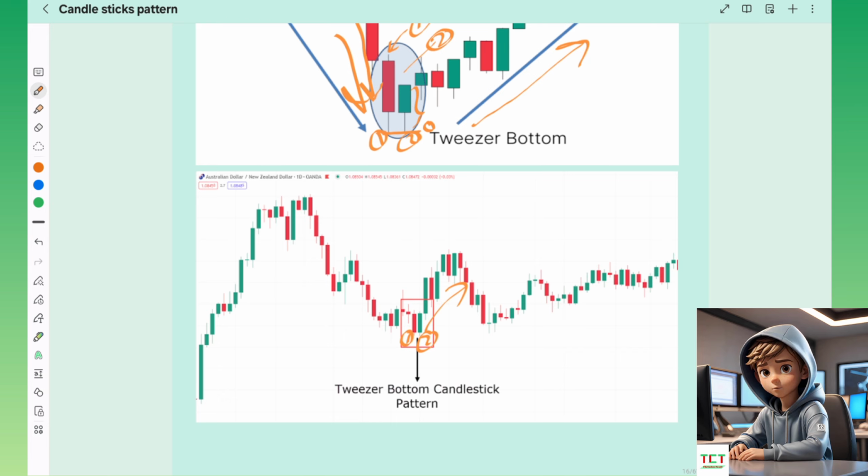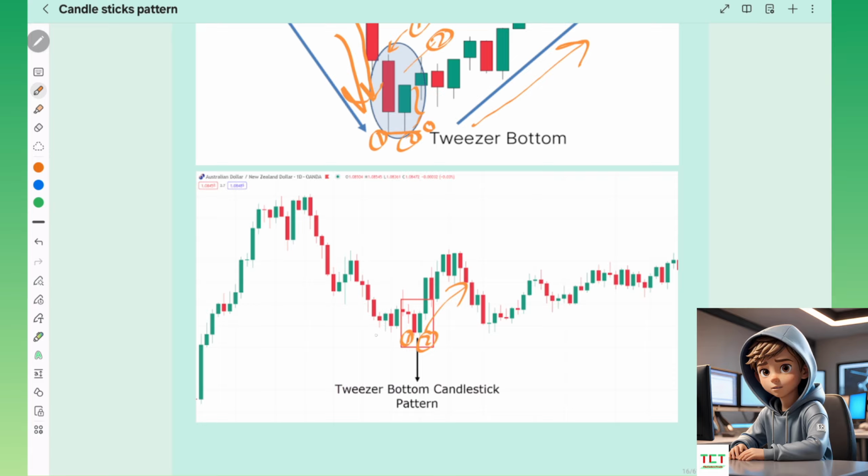For confirmation, traders look at the candle that follows the tweezer pattern. If it's a strong bullish candle, then the reversal is confirmed and traders can consider entering long positions. This pattern is quite reliable, especially when combined with volume analysis. If you see high volume at those matching lows, it shows strong buying interest at that support level.